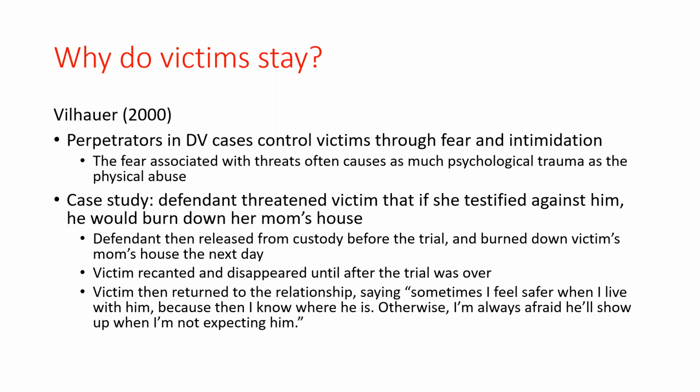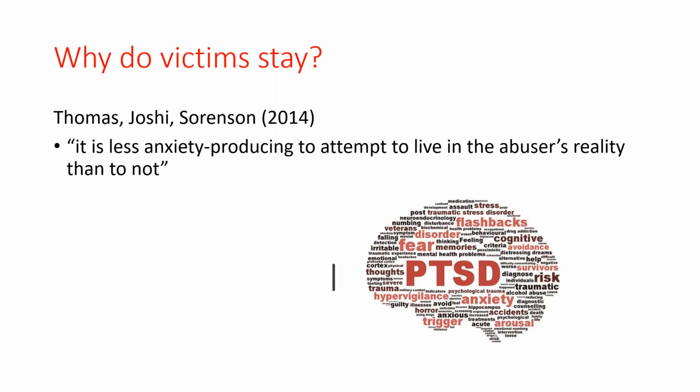Unbeknownst to her, he gets out of custody. The very next day, goes to her mom's house, burns her mom's house down. What does she do? She recants. She completely disappears. She goes back to the relationship. And what she told researchers was, sometimes I feel safer when I live with him because I know where he is. Otherwise, I'm always afraid he's going to show up when I'm not expecting him. And this really kind of folds into this idea that it's less anxiety producing for a victim to attempt to live in the abuser's reality than to not.